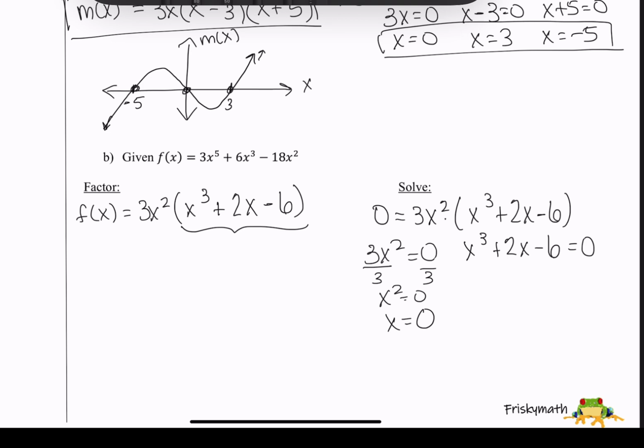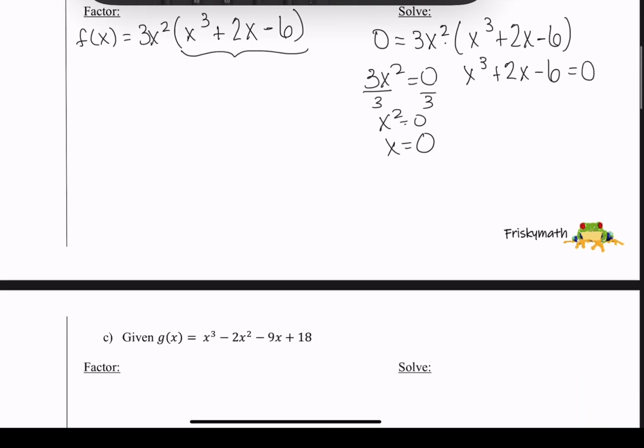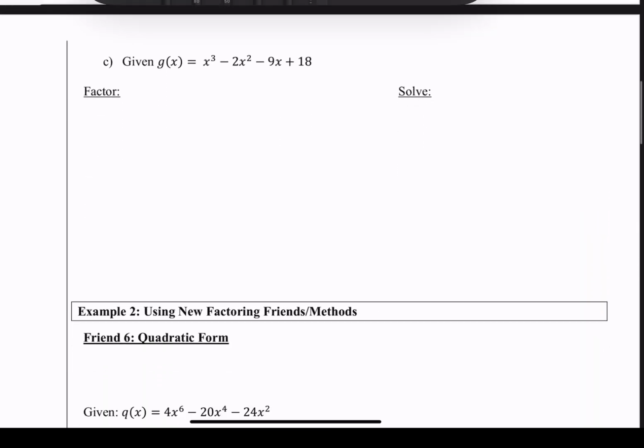I also know some things about this graph. I know that it's an x to the 5th. It's got a positive leading coefficient, so I do know that it will be down on the left and up on the right and go through the origin. But we don't know enough, once again, to find all my roots. We will get to that. Moving on, let's look at C.